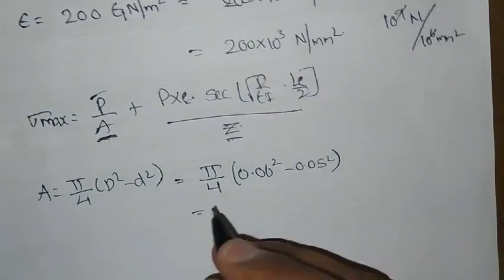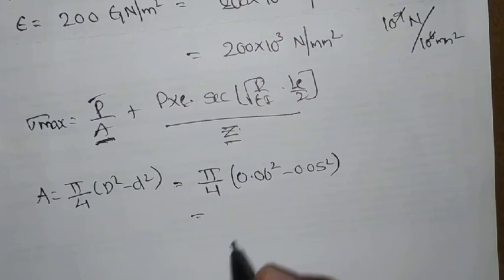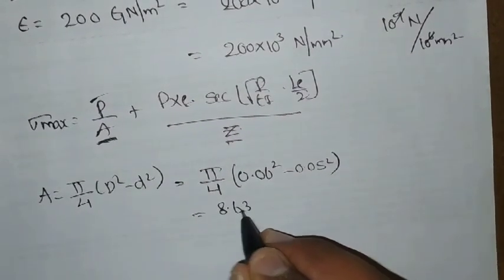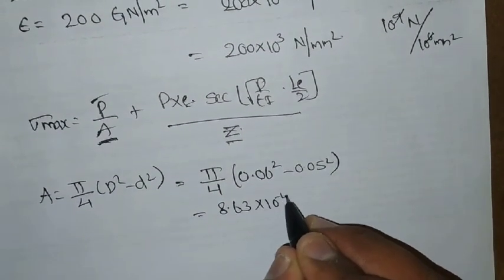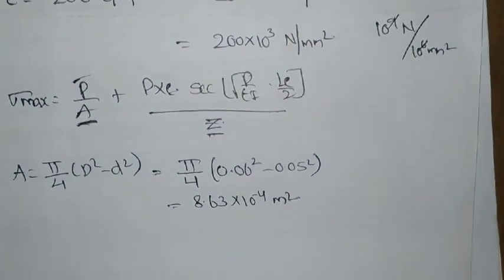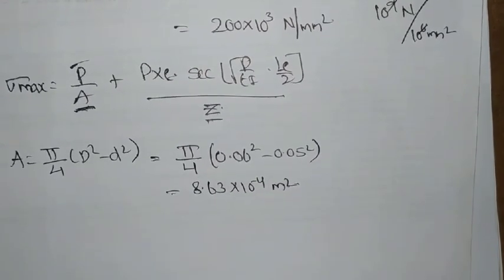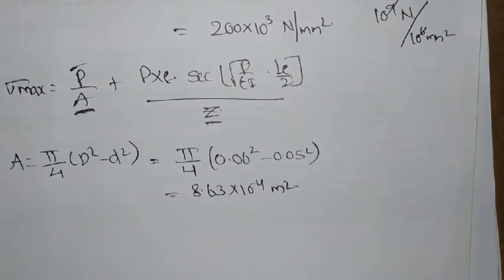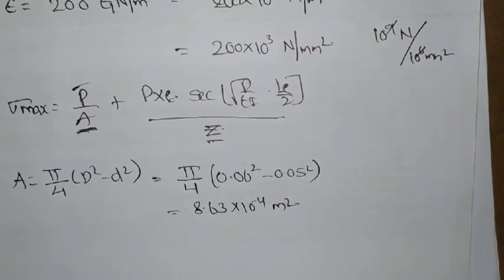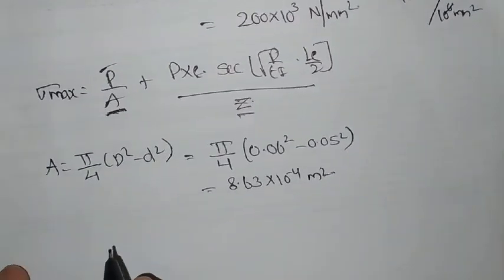If you multiply these, the result will come as 8.63 into 10 power of minus 4 meter square. Similarly, we have found out the A value. Next, we have to find out the moment of inertia. The moment of inertia is nothing but the I value that we have to find out.